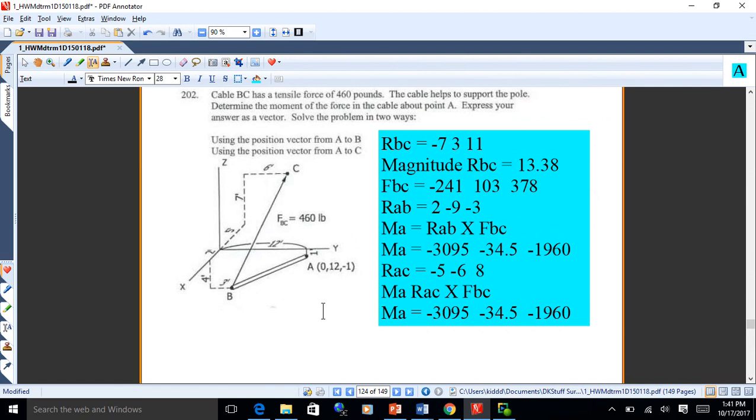Okay, so do we have any questions on this one? And like I'm saying, this stuff is tricky, I know, but it just is what it is, right? Find a moment: take the position vector, cross it with the force. That's what you do, okay? You just need to kind of figure this stuff out, okay?